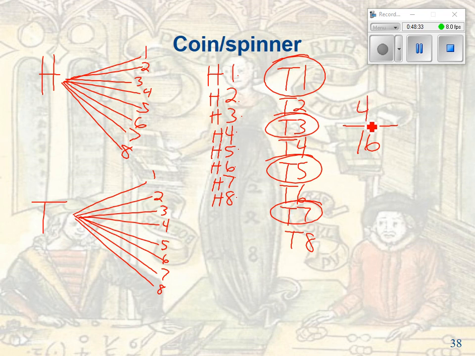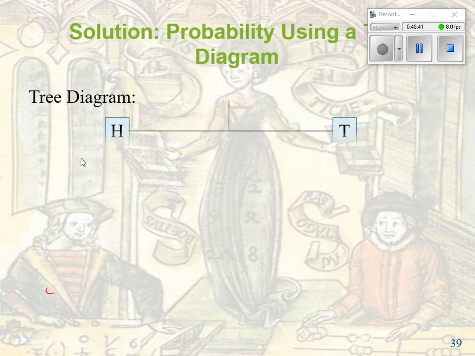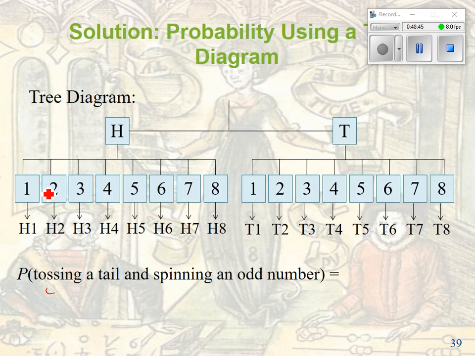So our probability would be 4 out of 16, and we could reduce that down to 1 out of 4, or we could change it to a decimal and change it to 25%. Or 0.25.